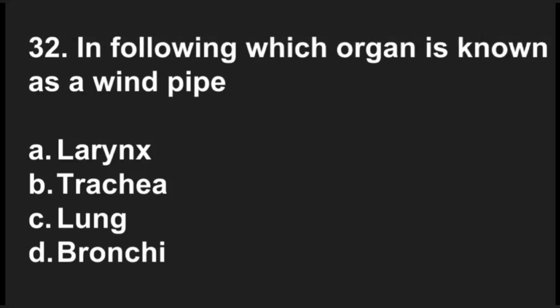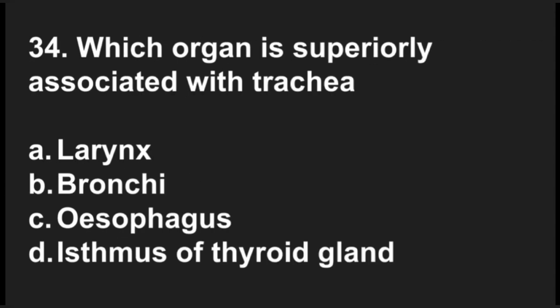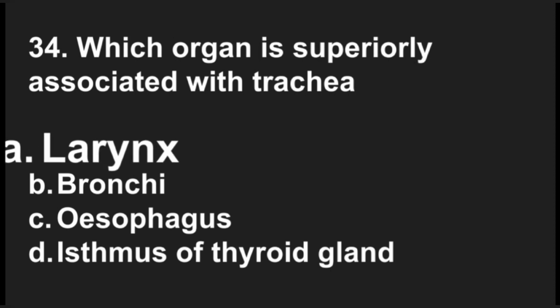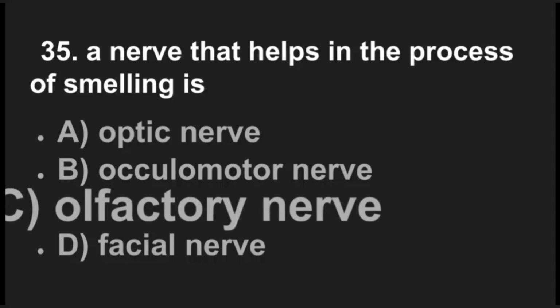Which organ is known as a windpipe? See, the trachea is called as windpipe. Which organ is superiorly associated with trachea? The answer is larynx. A nerve that helps in the process of smelling is olfactory. The olfaction means smell, so olfactory nerve.